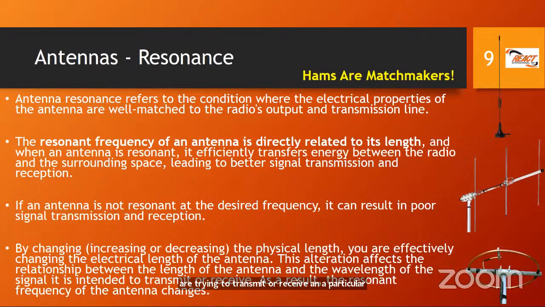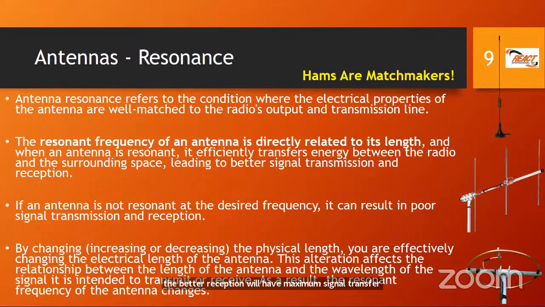So that's one of the things that we match. If we are trying to transmit on the 2-meter band, we need an antenna that is at least electrically equivalent to 2 meters or so. If we are transmitting on the 70 centimeter band, we need an antenna that is about 70 centimeters or so, based on the wavelength of that frequency that we are looking to either transmit or receive. The closer they're matched, the better the transmission, the better the reception. We'll have maximum signal transfer, right?